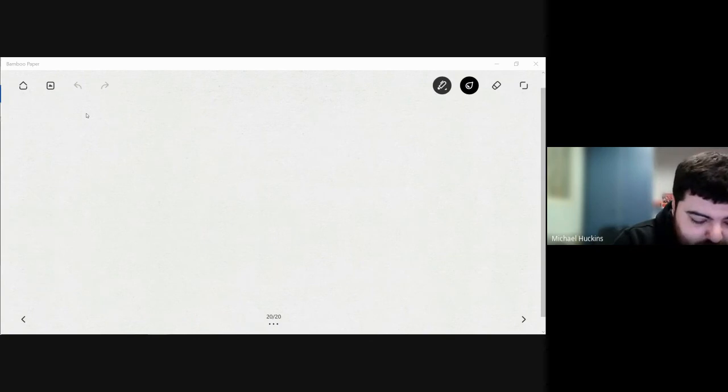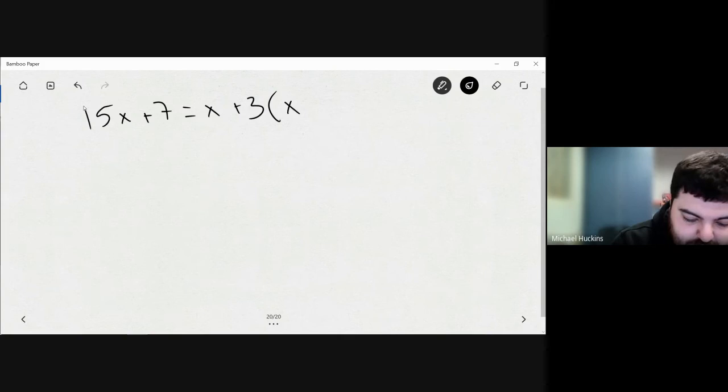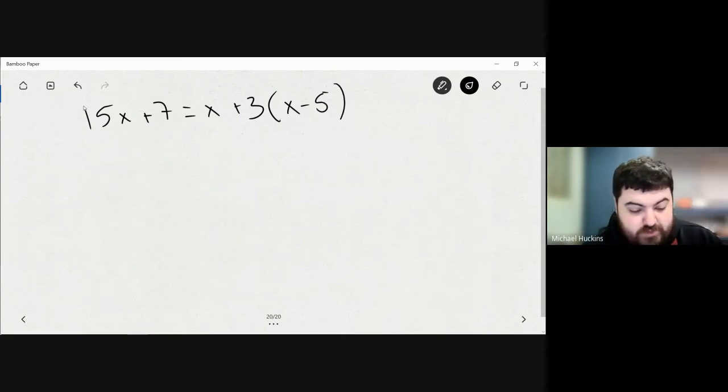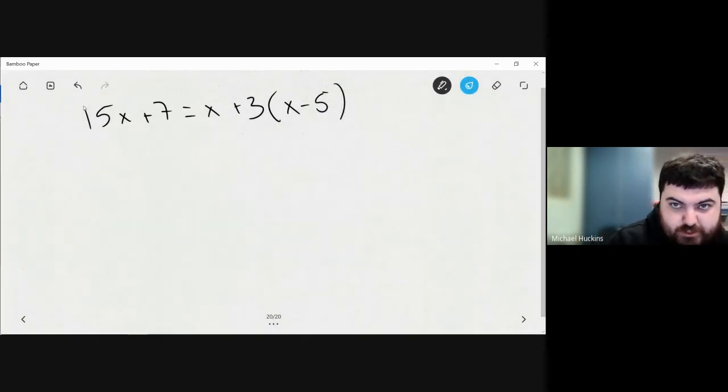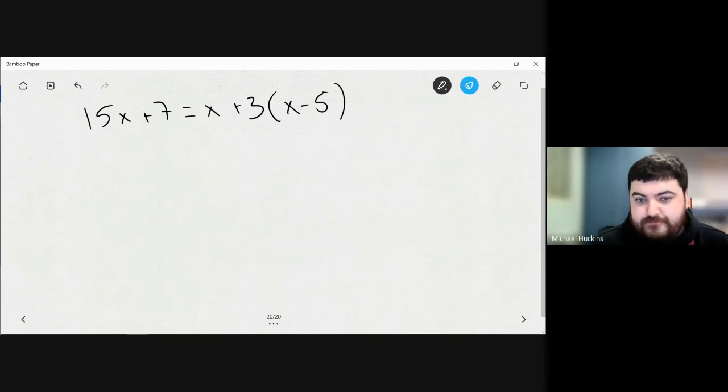So if I have this equation, 15x plus 7 equals x plus 3, then in parentheses, x minus 5. We'll need to recall our previous steps that we've taken, but notice we have something else here. Notice we have a set of parentheses where we previously did not.